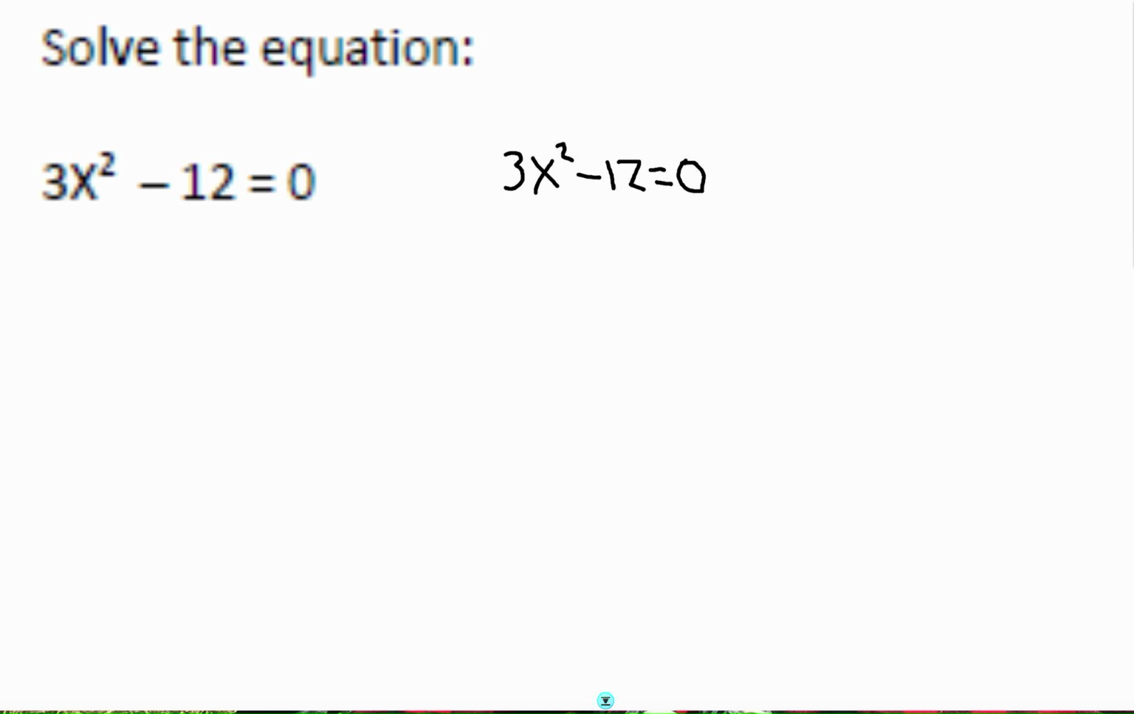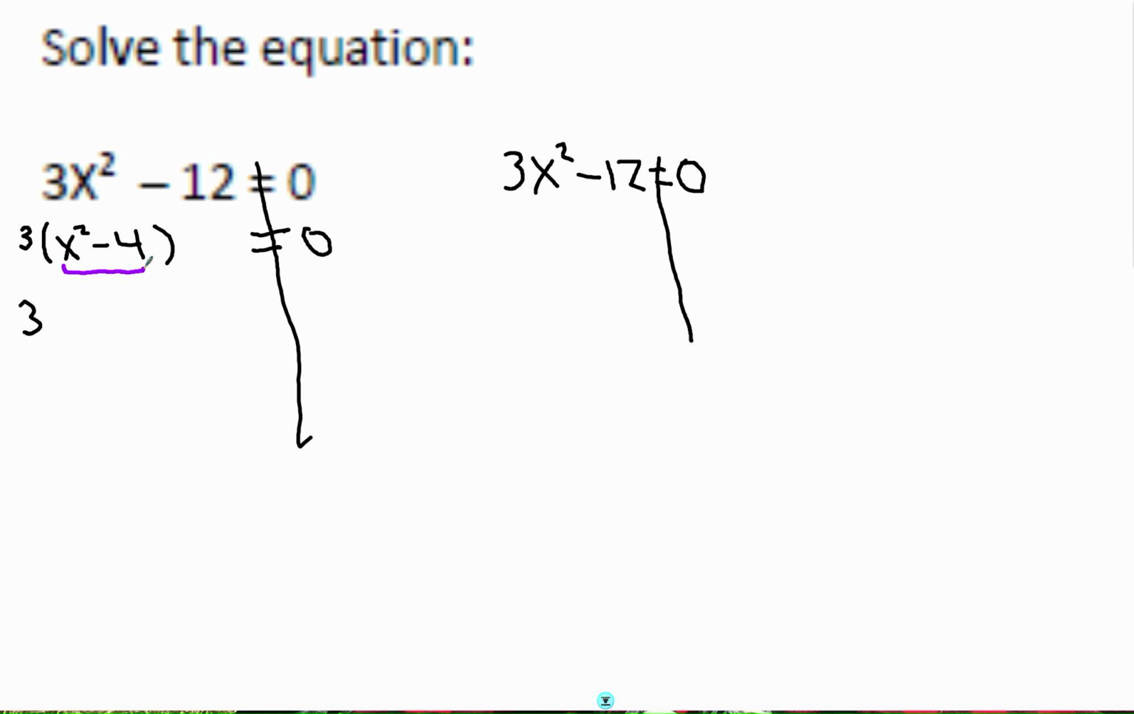Okay, so for the second way I do the first example, you can see that you have a common factor here of 3. So if I factor out a 3, I'm going to try to solve this by factoring. So I get 3 times x squared minus 4 equals 0. Now when I factor out that 3, what I have in parentheses is another difference of squares, a perfect square, so that gives me x plus 2, x minus 2.